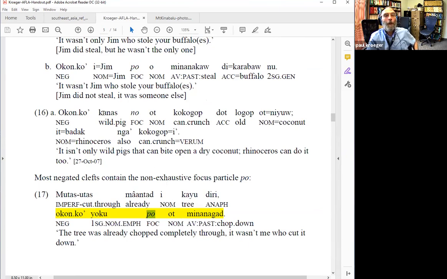What 16 shows us is that our old example about the wild pigs crunching coconuts, now, under negation, it wasn't the wild pigs, no, that can crunch coconuts. It isn't the wild pigs, no, it isn't only wild pigs who can crunch coconuts. The rhinoceros can do it too. Now that's fine. That continuation is perfectly acceptable.